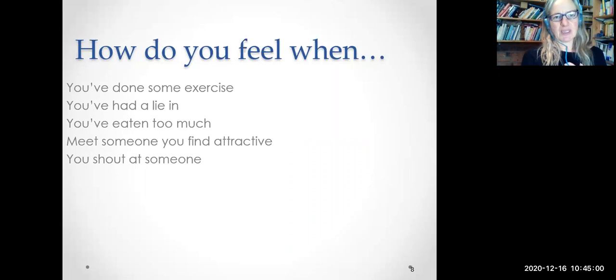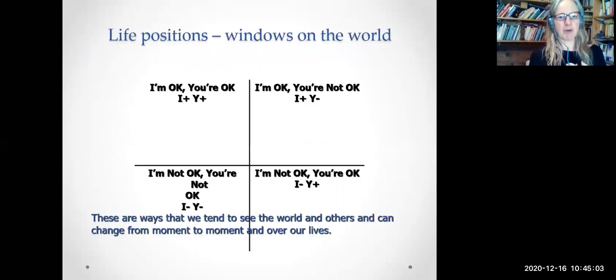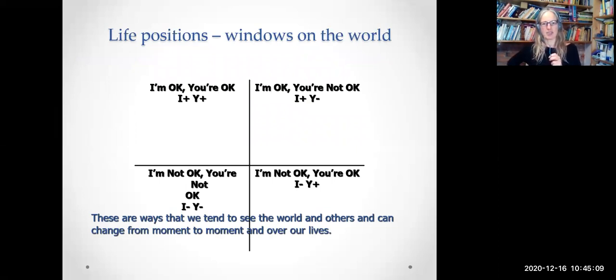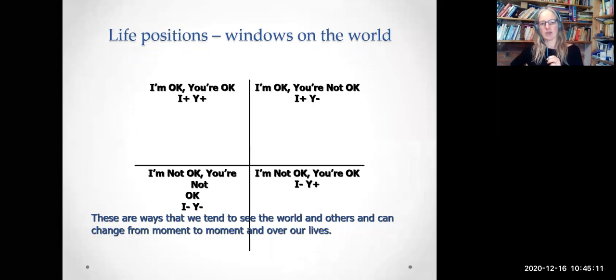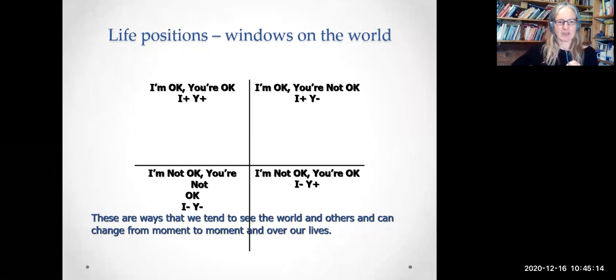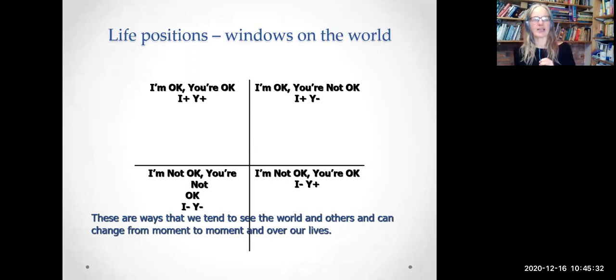Now, all of these are building up. So these are my exercises, but this model from transactional analysis is called Life Positions and Windows on the World. Basically, it's acknowledging that, as you can see down the bottom, these are ways we tend to see the world and others, and they change from moment to moment, but they can also change across our life. The idea of them being like windows on the world is that I like the metaphor of them being different pairs of glasses that we can put on and take off. That goes back to the fact that transactional analysis is something we can make choices about.